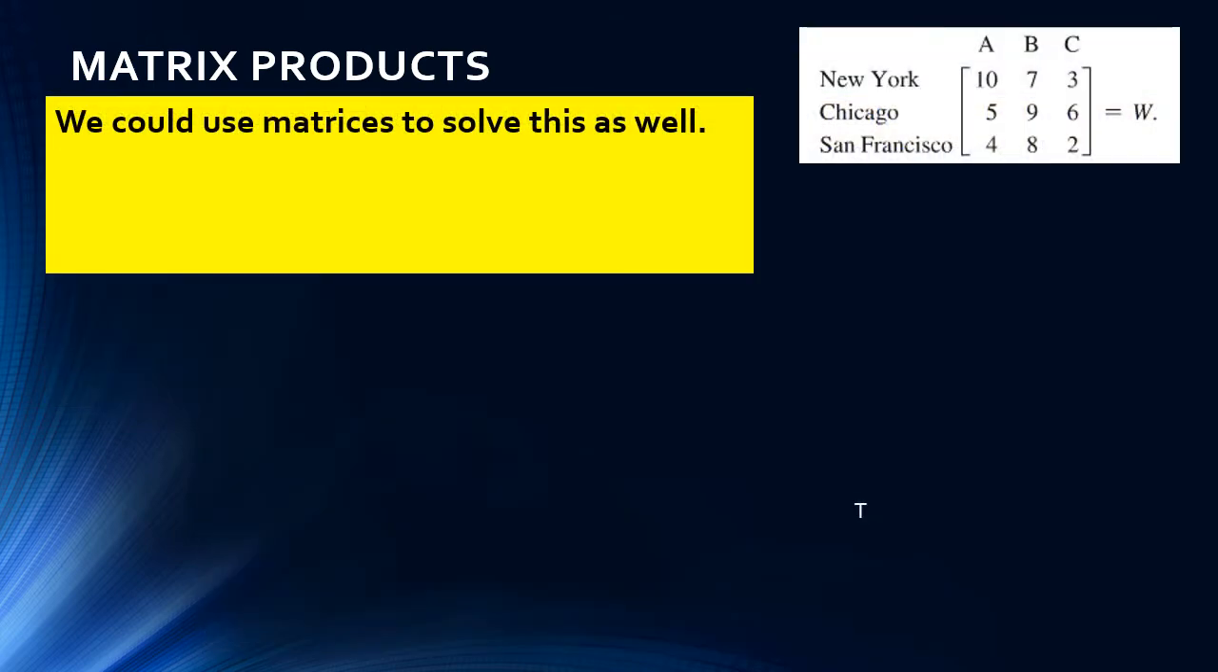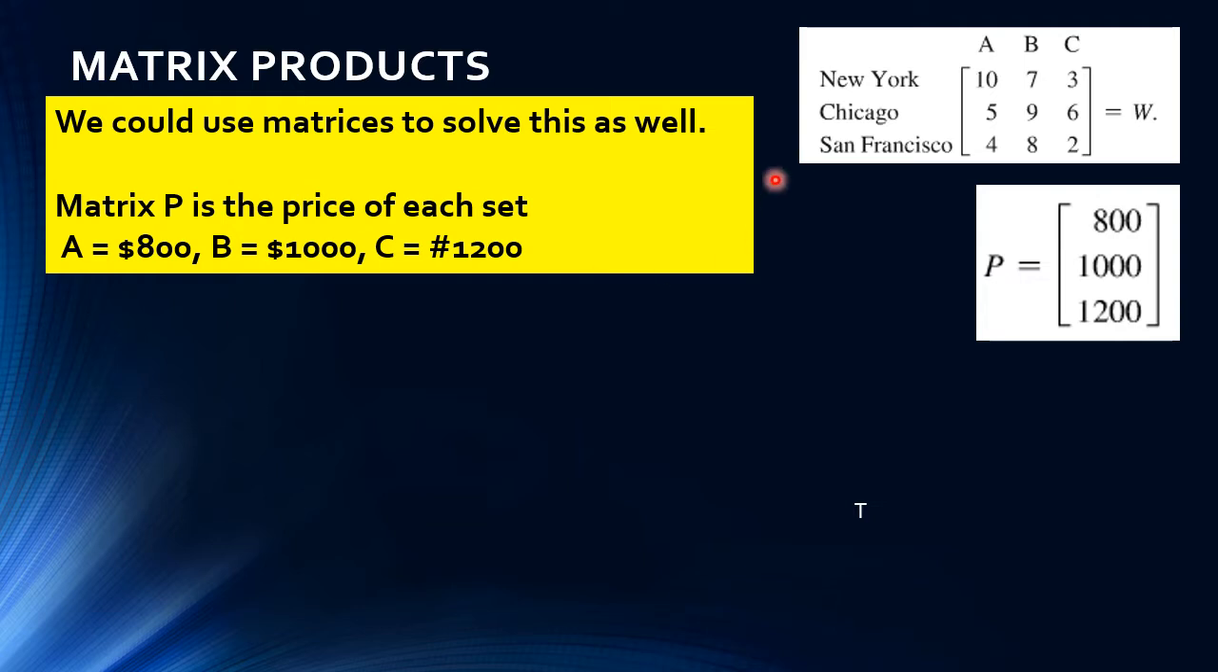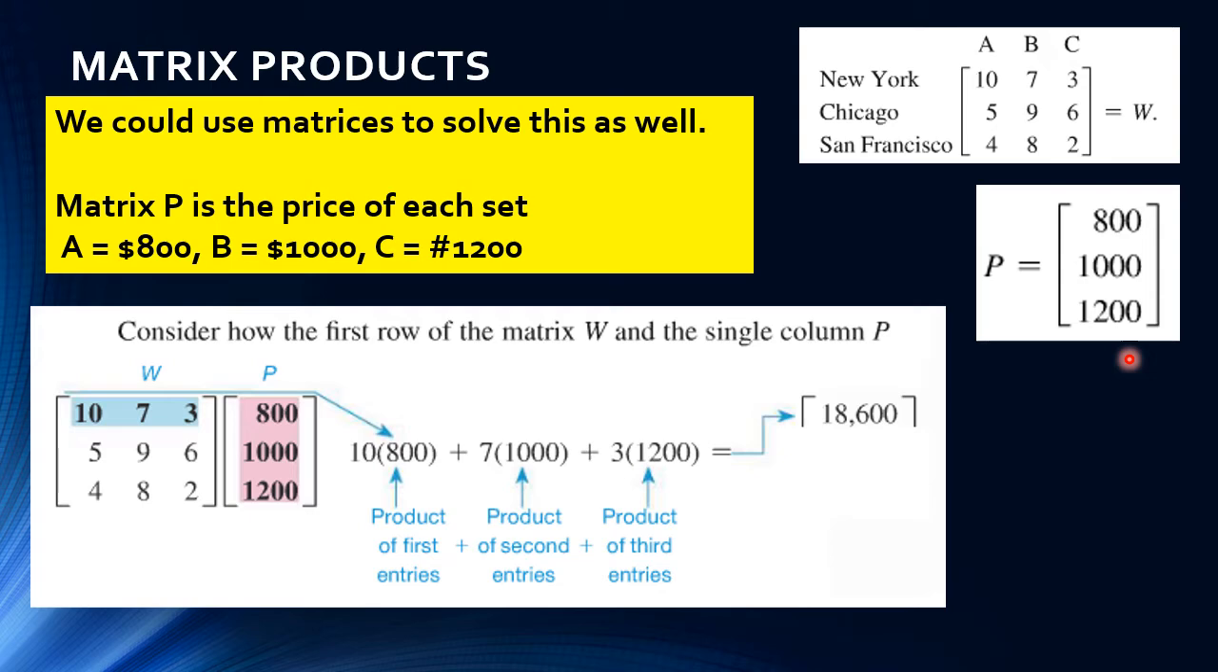Now we could use matrices to solve this as well, specifically a matrix product. Okay. We had the matrix given to us in the previous slide. If we create another matrix with the value of Model A, Model B, and Model C in a column matrix, then we can do what's called matrix multiplication or a matrix product. When we multiply the matrix of the number of sets times the price matrix, we get the value of the sets in all warehouses.